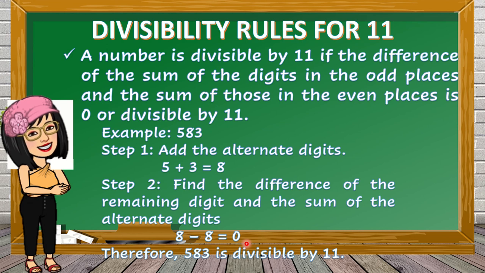So, 8 minus 8 equals 0. Therefore, pag 0 ang sagot, ito ay divisible by 11. So, therefore, 583 is divisible by 11.